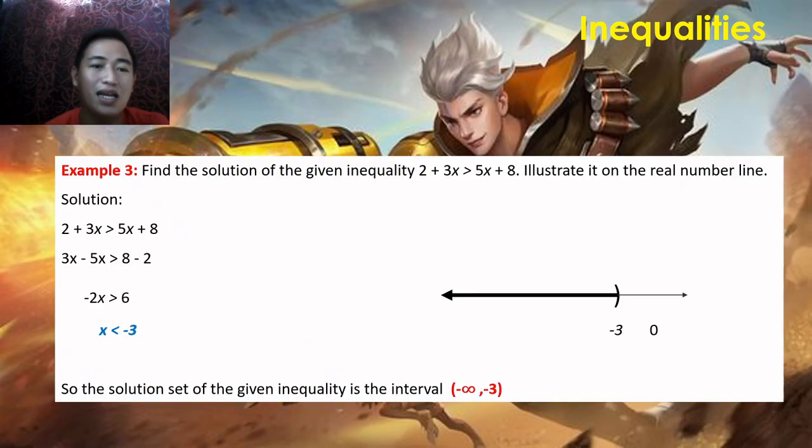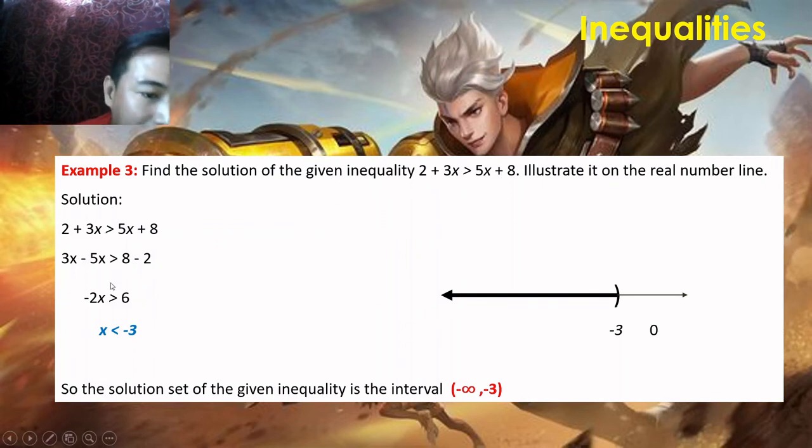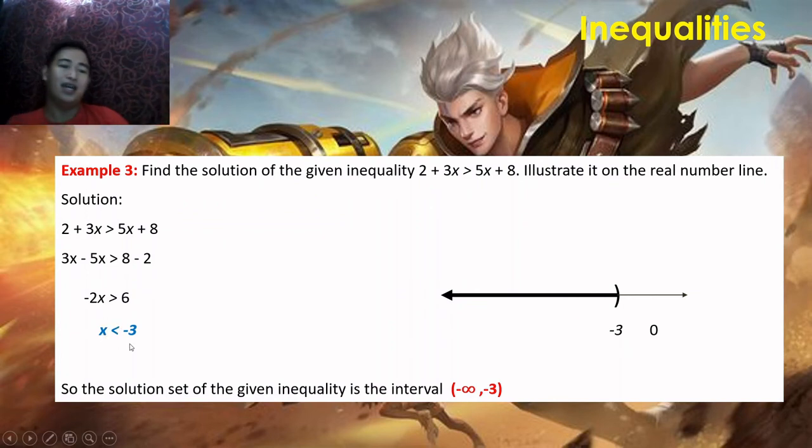Now, for example number 3, it is different, class. The less than from earlier is now greater than. So when it is greater than, we divide by negative 2 on both sides, or multiply by negative 1/2, and the sign changes. So x is less than negative 3.